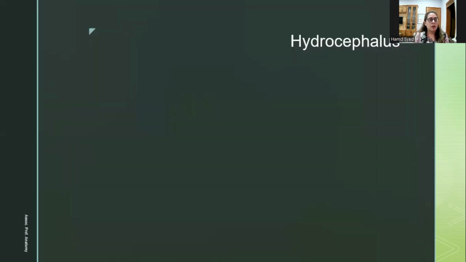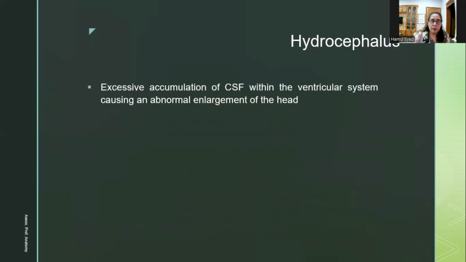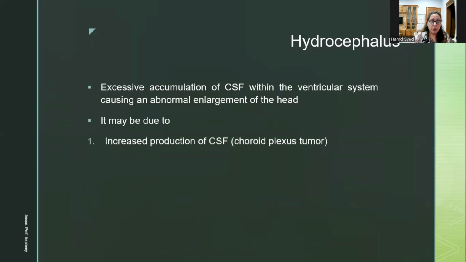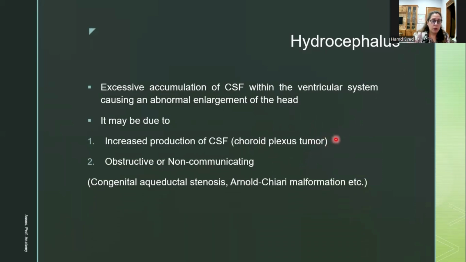Now, if there is going to be some disturbance or obstruction in the flow of CSF, it can cause a condition which is known as hydrocephalus. This is a congenital malformation due to the disturbance in the flow of CSF. Excessive accumulation of cerebrospinal fluid within the ventricular system can cause an abnormal enlargement of the head, and this may occur due to an increased production of CSF, which can be due to a tumor of the choroid plexuses, or there is some obstruction to the flow of CSF, also known as the non-communicating type.